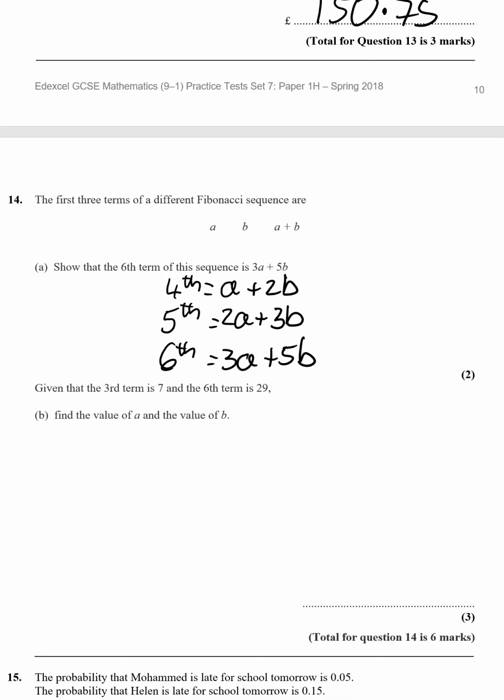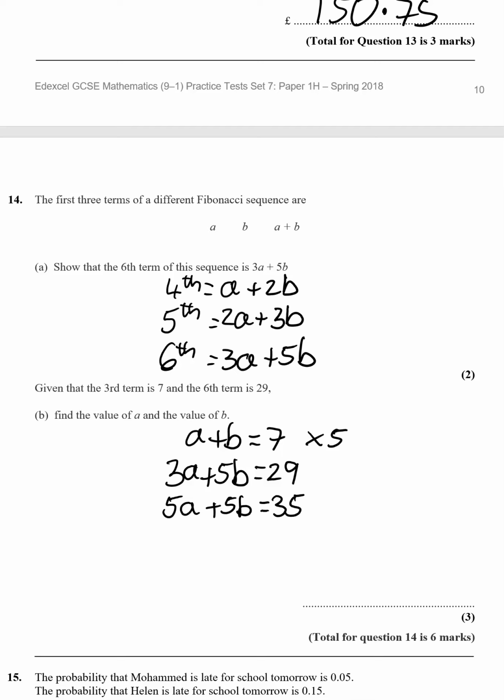Given that the 3rd term is 7 and the 6th term is 29, find the value of A and B. Right, okay, so the 3rd term is A plus B, and that equals 7. And then the 6th term, 3A plus 5B, is 29. Right, and we've got a pair of simultaneous equations. I am going to times this one by 5, then I can eliminate the B's. Okay, I'm going to take them away. So 5A take away 3A, it's 2A. 35 take away 29 is 6. So A is 3, and once I know A is 3, quite easy to put back here. B is 4, and I've solved it by using simultaneous equations.